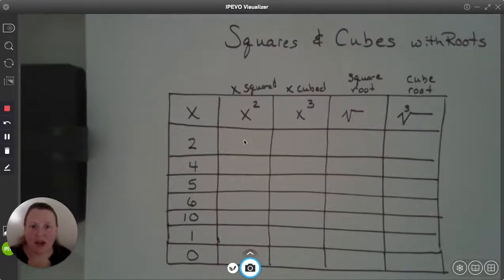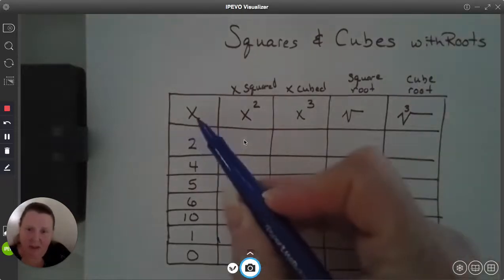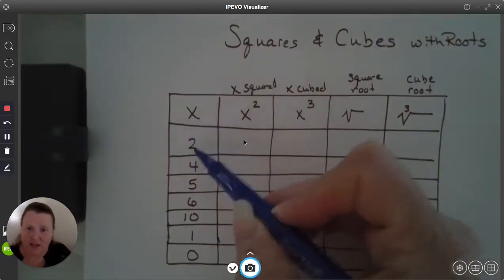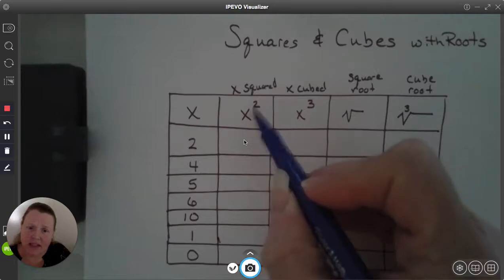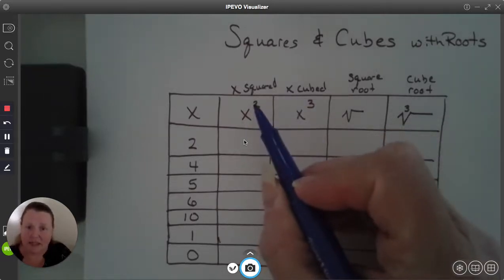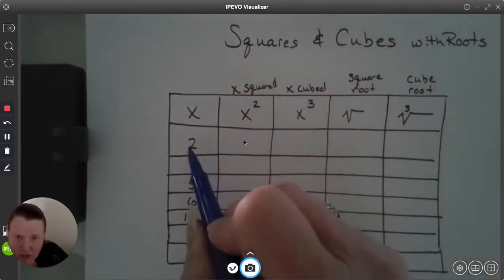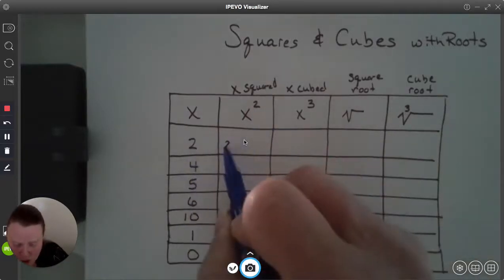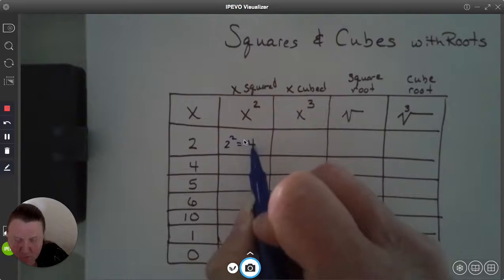Today we're going to talk about squares, cubes, square roots, and cube roots. So what I'm going to do is use this little chart to remind you what they mean. If you have a number such as x, and I've given a couple of examples, and you see x to the second power, that is a reminder that you're taking x times x. So you would be taking 2 times 2, or 2 squared equals 4.